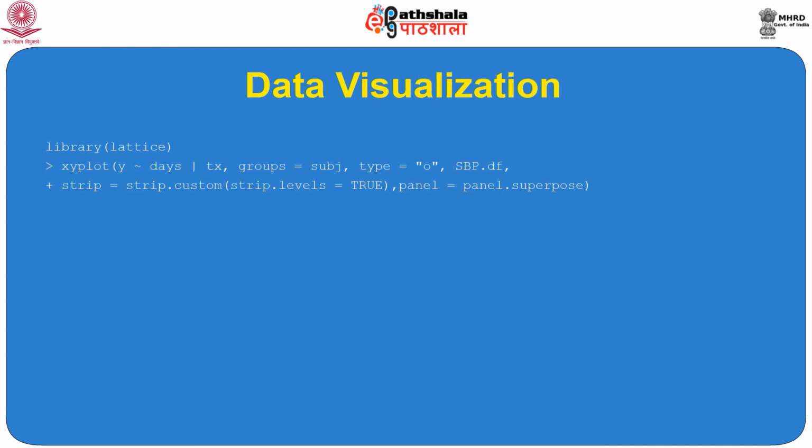So days are assigned as 1, 2, 3, 4, 5, and here we see xyplot within parentheses y follows days given Tx is considered, where groups equals subject has been assigned, and type equals o is considered for preparing the plot, and strip plot is used here, and panel.superpose is used for preparing the visualization graph. Now we will see the graph.